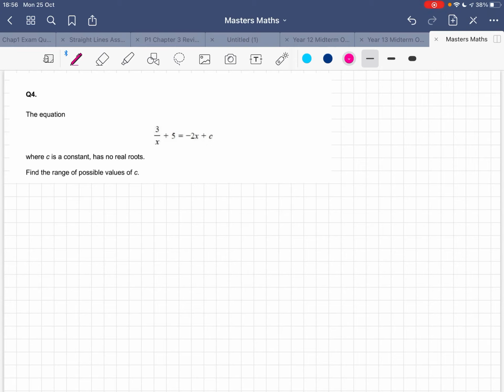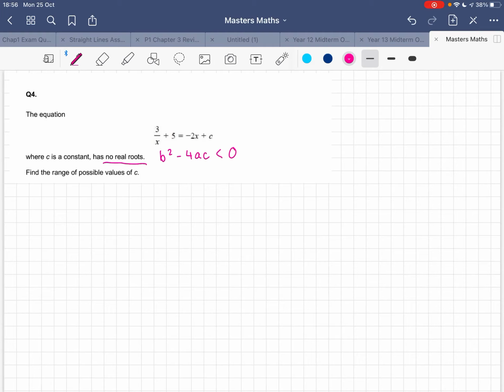So we have the equation 3 over x plus 5 equals negative 2x plus c. c is a constant term, and we know the equation has no real roots. This is a clue to how we're going to solve this question. It means we're going to have to use the discriminant, which is b squared minus 4ac. And if it has no real roots, the value of the discriminant has to be less than 0. We want to find the range of possible values of c.